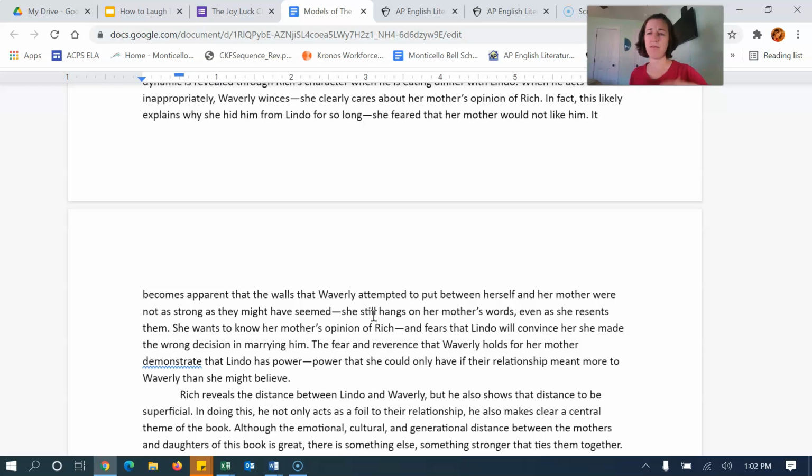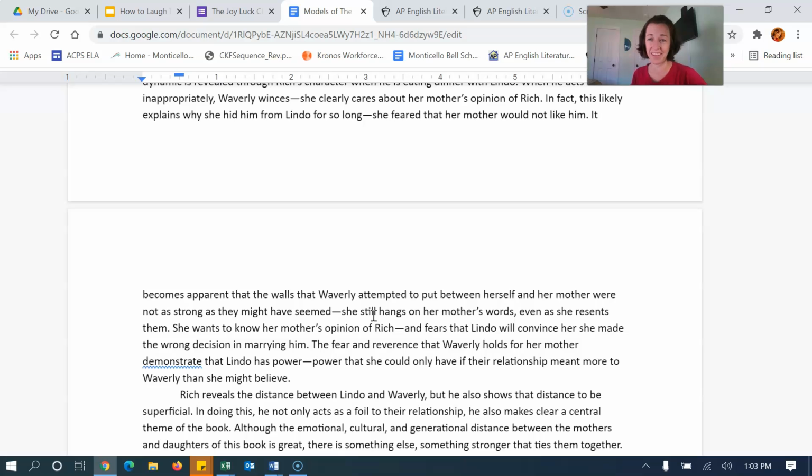Wonderful craft, wonderful nuance in the argument. She wants to know her mom's opinion of Rich and fears that Lindo will convince her she made the wrong decision in marrying him. And I'm still wondering why this would be another good moment to bring up that last important point that she does know, that her mom does know, and affirms it in a way. The fear and reverence that Waverly holds for her mom demonstrate Lindo has power she can only have if their relationship meant more to Waverly than she might believe.